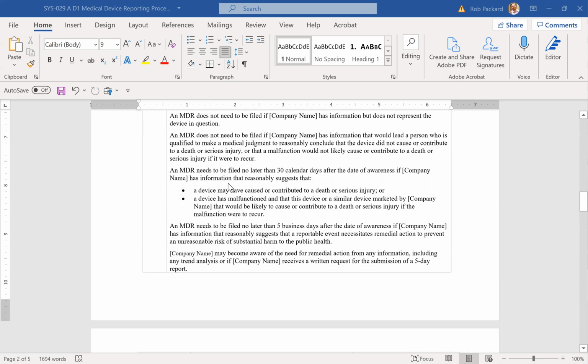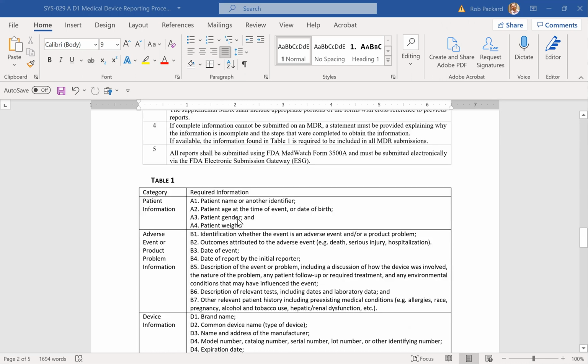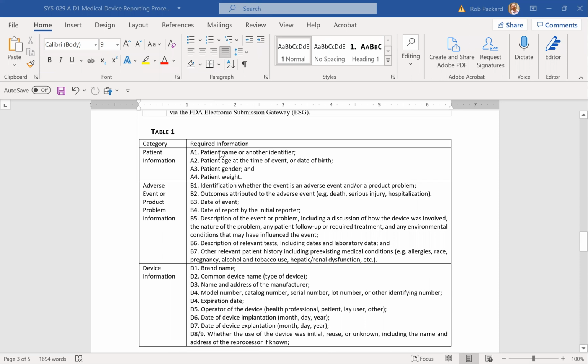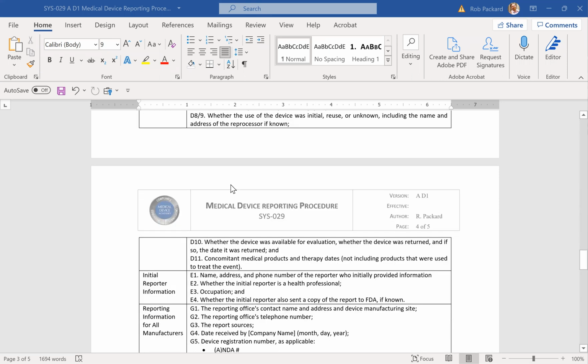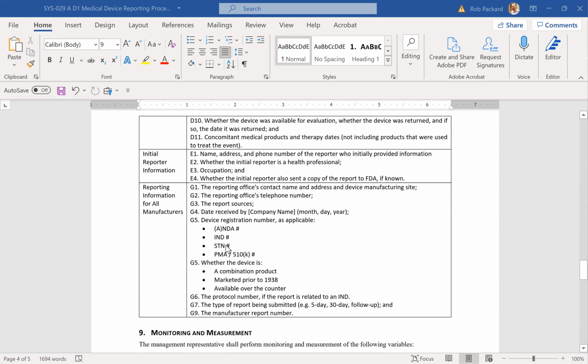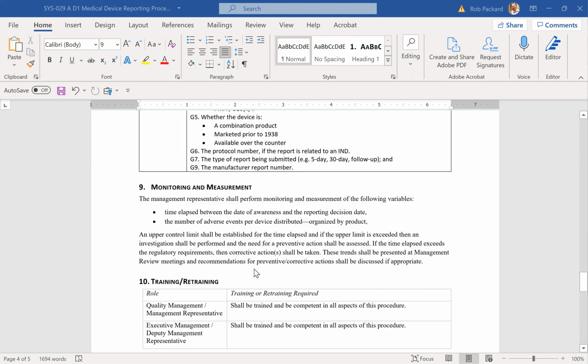In here, we give instructions on how to fill out the MDR. We actually go down below here. We have table one. This is the actual table that's in the FDA filing form. And we tell you each part of that form and what needs to go in that blank.